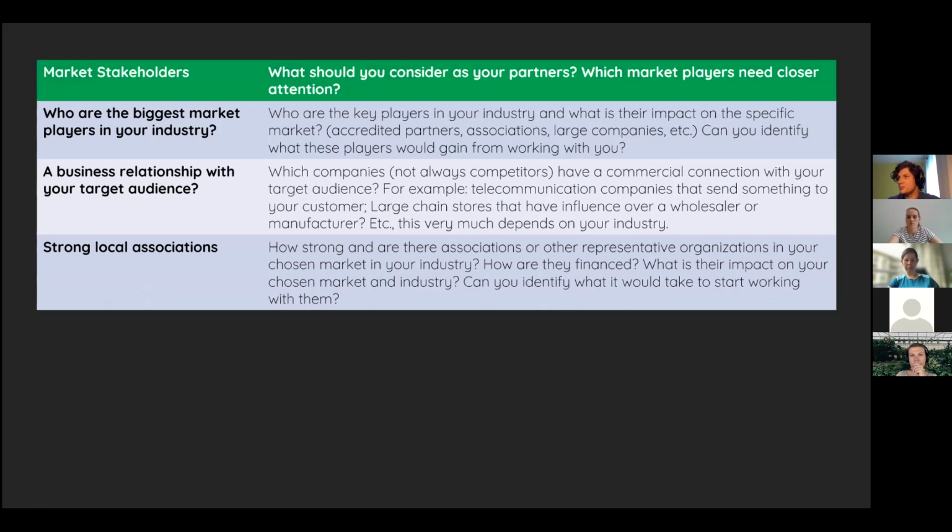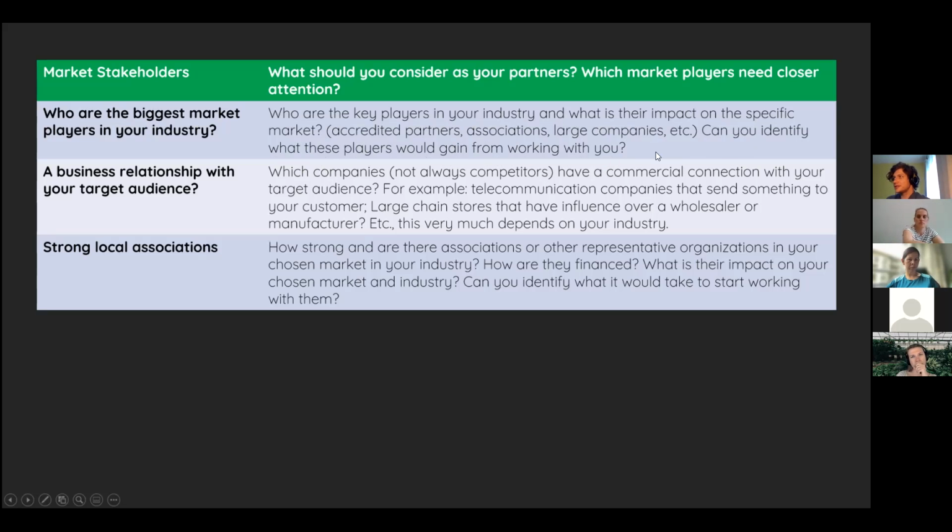And the last part of the data acquisition is market stakeholders. What should you consider as your partners, or which market players need closer attention? As you remember, market stakeholders or market players should be those associations and so on. So who are the biggest market players in your industry? And who are the key players? What is their impact on the specific market? Are there accredited partners, associations, larger companies, and so on? Can you identify what these players could gain from working with you?